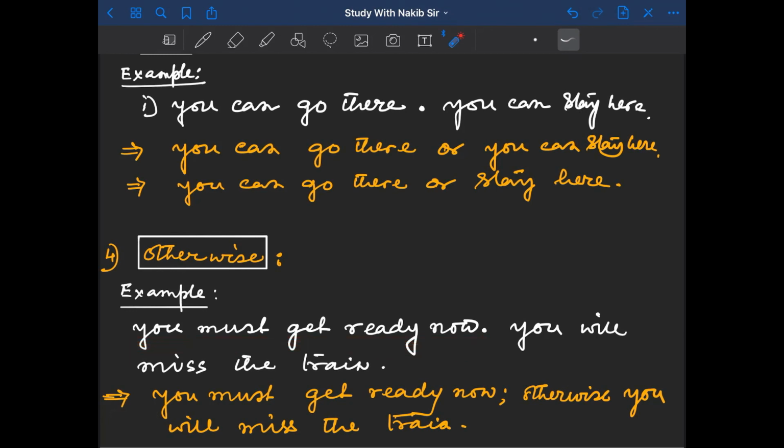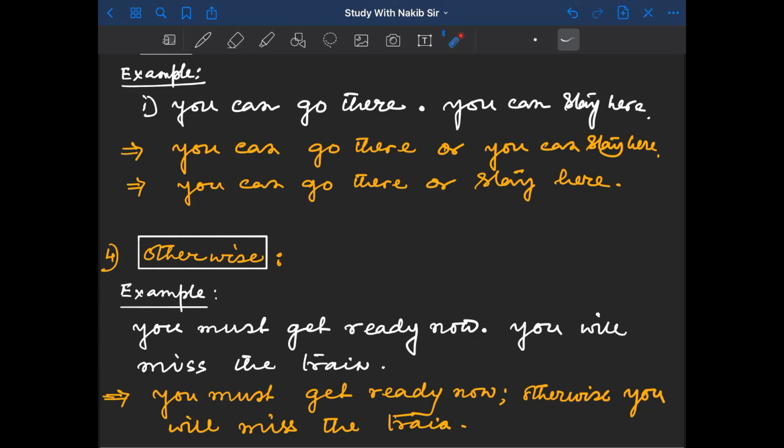You must get ready now, or you will miss the train. Either you do this or you have to do this. Okay, the choice is between this and this. And see how these two sentences are combined here. You must get ready now. Okay, otherwise you will miss the train. This is your combined sentence.